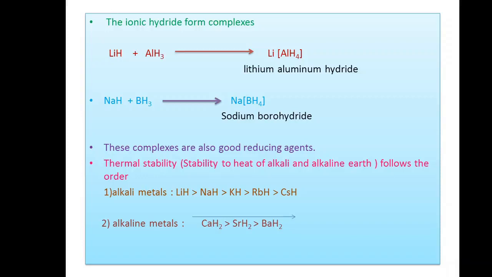In alkaline earth metals, calcium hydride CaH2 is greater than strontium hydride, which is greater than barium hydride. Okay, in alkaline earth metals the thermal stability from top to bottom decreases.